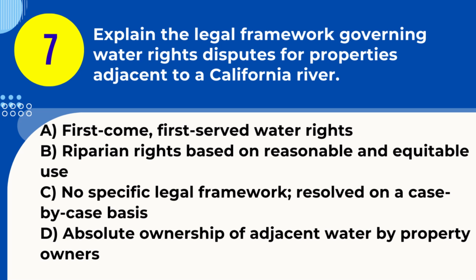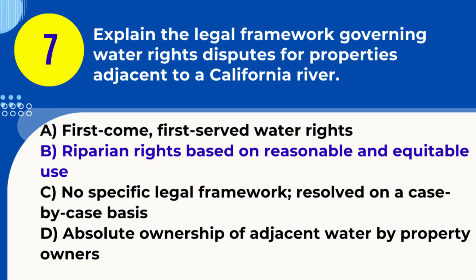Question 7. Explain the legal framework governing water rights disputes for properties adjacent to a California river. A. First come, first served water rights. B. Riparian rights based on reasonable and equitable use. C. No specific legal framework, resolve on a case-by-case basis. D. Absolute ownership of adjacent water by property owners.